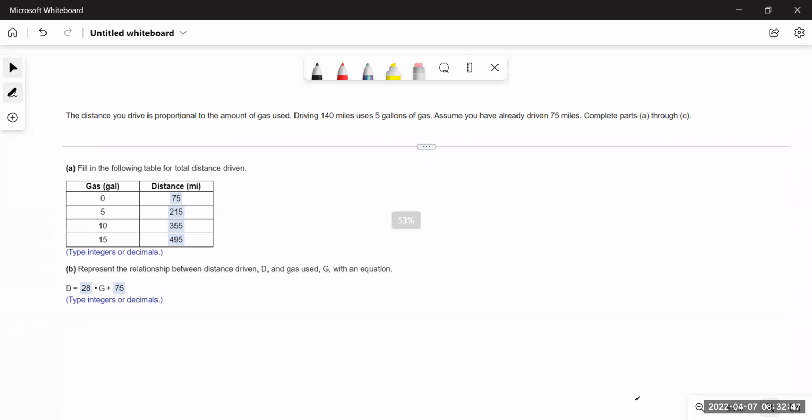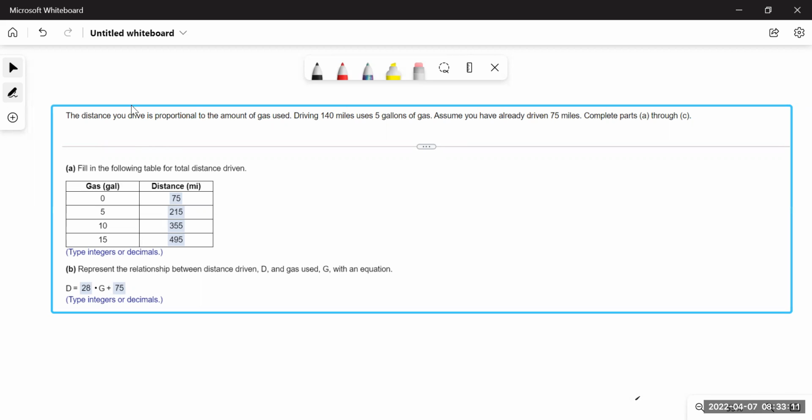Okay, so we have another linear modeling problem on our hands. The distance you drive is proportional to the amount of gas used. Driving 140 miles uses 5 gallons of gas. Assume you already have driven 75 miles. You want to complete the table A through C.